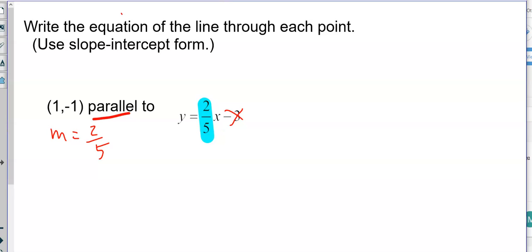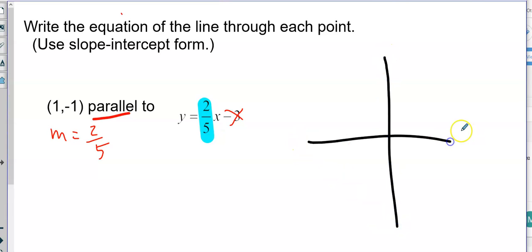If you want to get a picture of what we're doing here, this is a graph. So if I were to just roughly graph this line, it has a slope of 2/5 and roughly looks like this. That's a pretty good, general graph of that line.